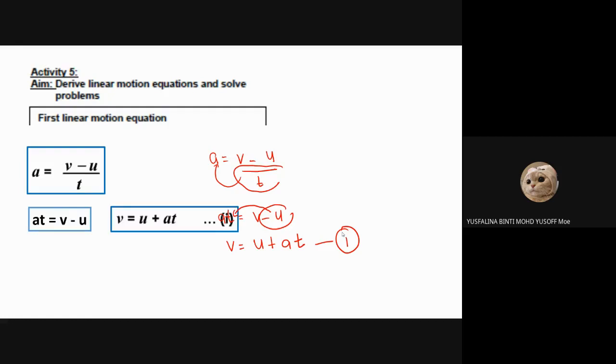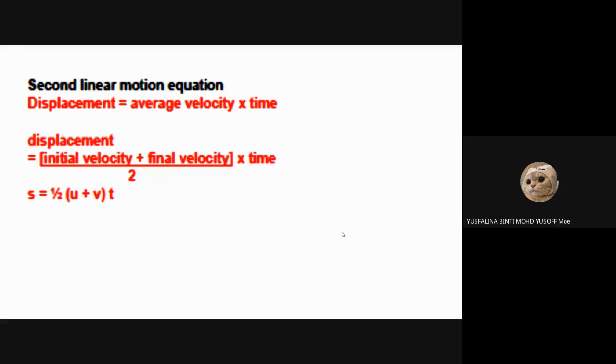So this is the first equation. For the second equation, displacement is equal to average velocity multiplied by time. We already know v is equal to s over t, so s is equal to v times t. This is how they get this equation.